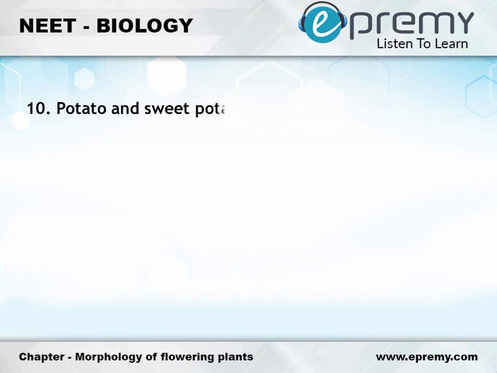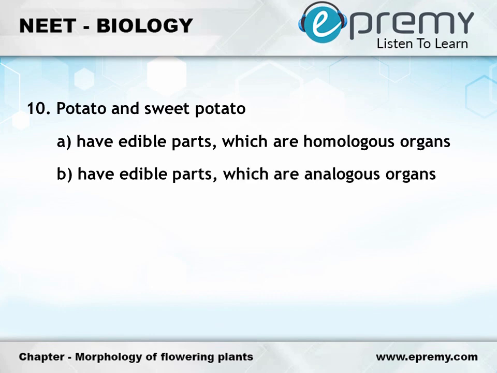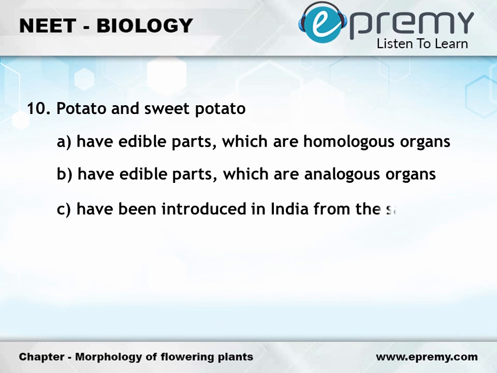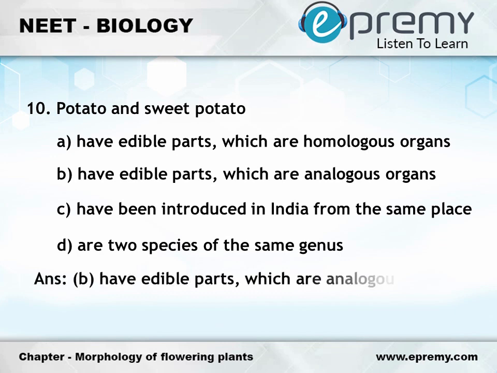Question number 10. Potato and sweet potato, option A, have edible parts which are homologous organs, option B, have edible parts which are analogous organs, option C, have been introduced in India from the same place, option D, are two species of the same genus. The answer is option B, have edible parts which are analogous organs.